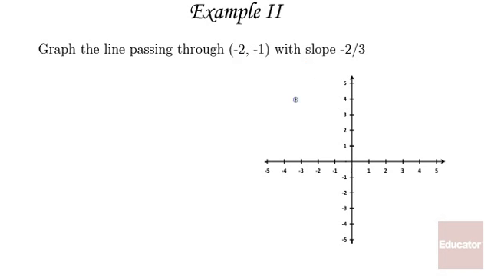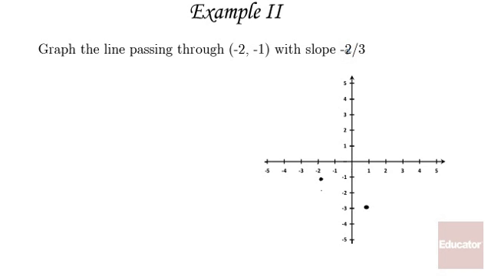Well, I'm given the slope and I'm given a point on the line. So let's start out with the point that I'm given, which is -2, -1. So that's right here. Remember that the slope is the change in y over the change in x. So if the change in y is -2, then I'm starting out here at -1. I'm going to go to -2, -3. For every 2 that y is decreased in value, x is going to increase by 3. 1, 2, 3. So I'm going to end up with this point right here.